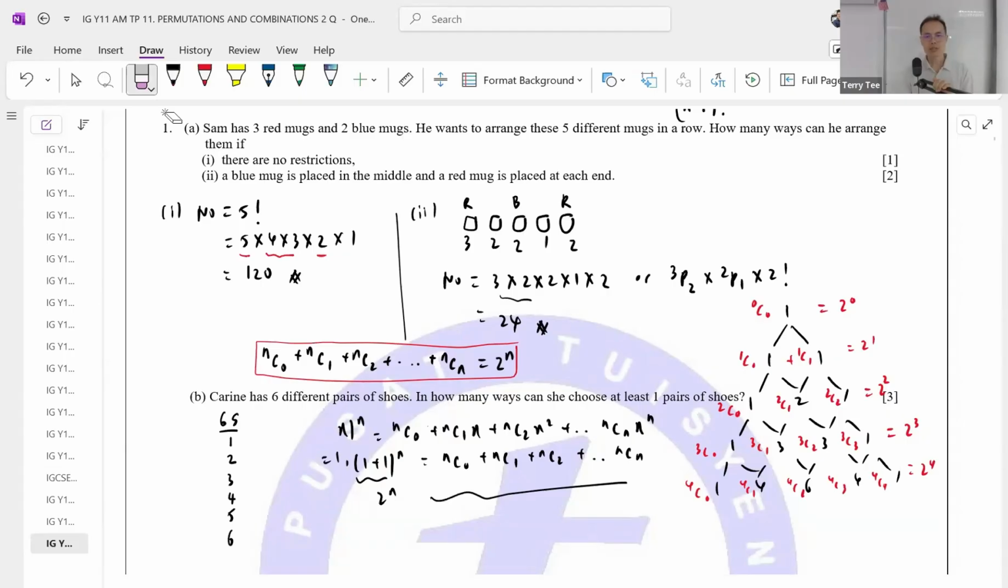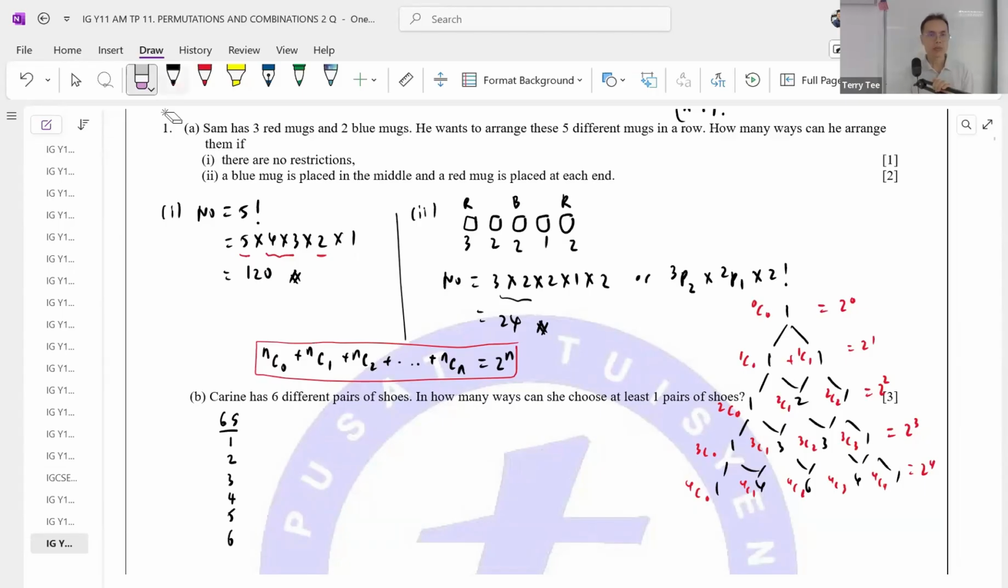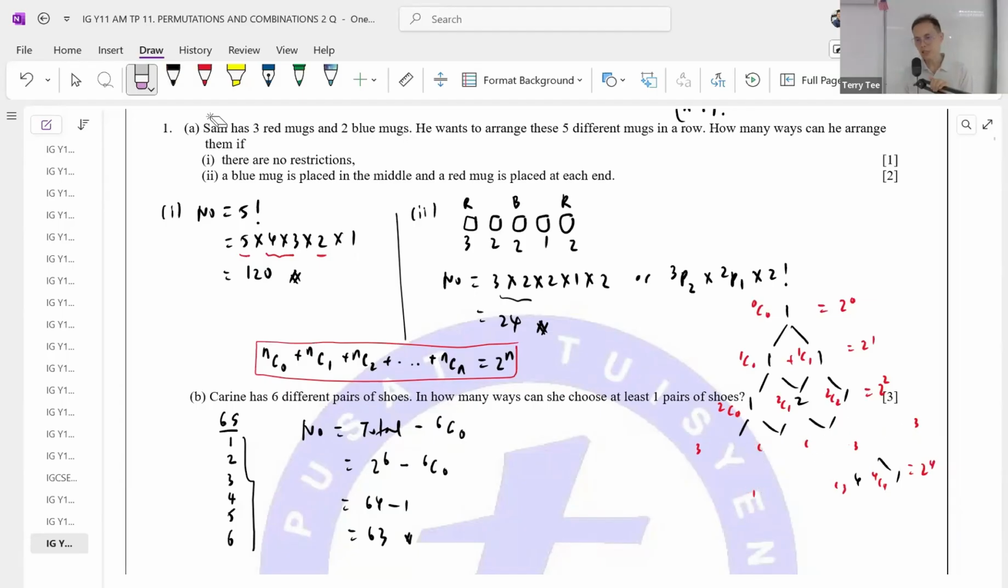So why am I showing you this? Okay, then I'll wrap this up. Because I don't want to use 1 by 1. I want at least 1. What I don't want is 6C0, choose none. Okay, total is what? If you add together, this is 6C0, 6C1, 6C2, up to 6C6, right? So it's 2 power 6 minus 6C0. 2 power 5 is 32, 2 power 6 is 64, minus 1, answer is 63. But if you say, Terry, I really cannot do this.